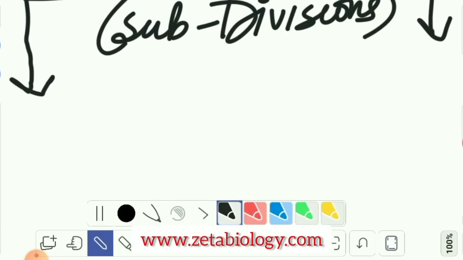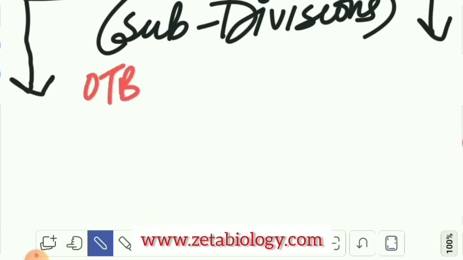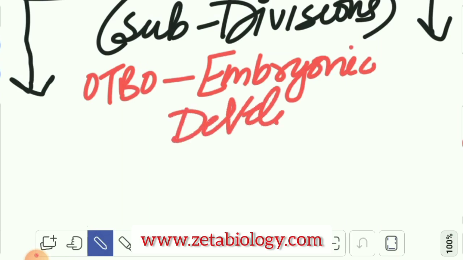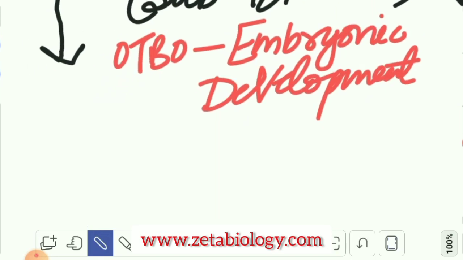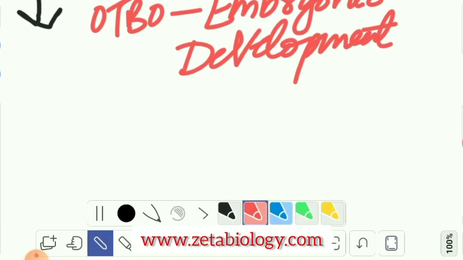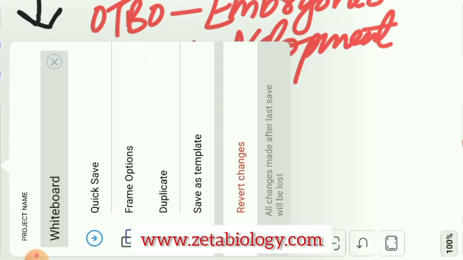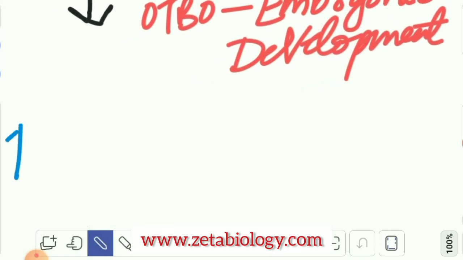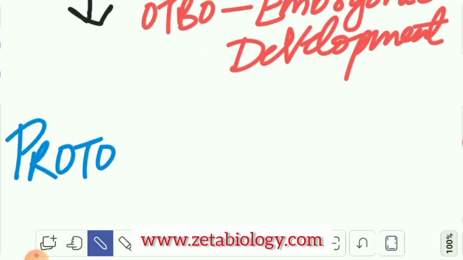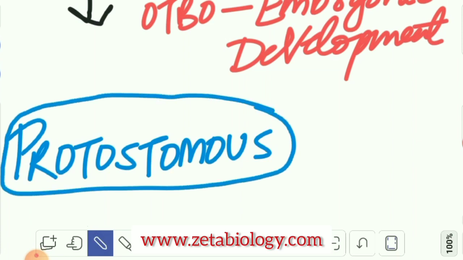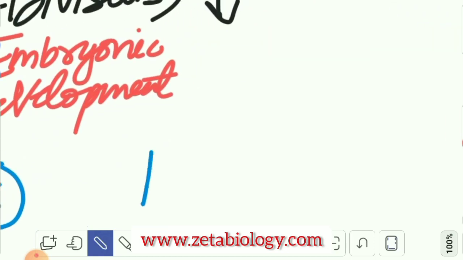Now, on the basis of embryonic development, it has two subdivisions: Protostomia, sorry, Protostomia and Deuterostomia.